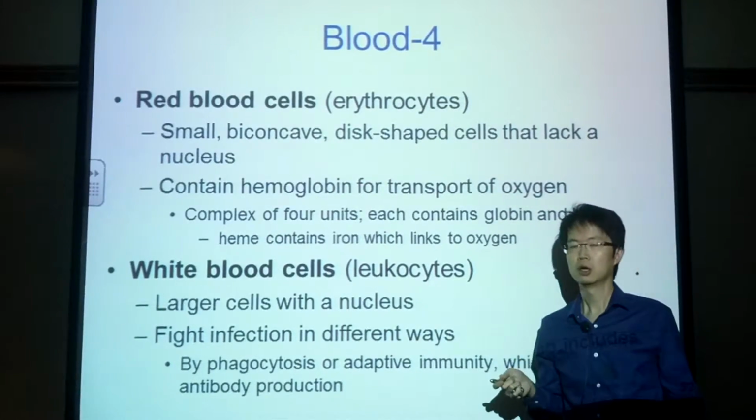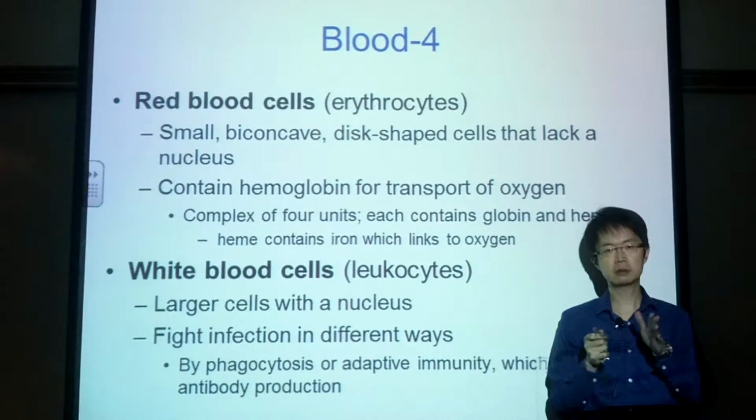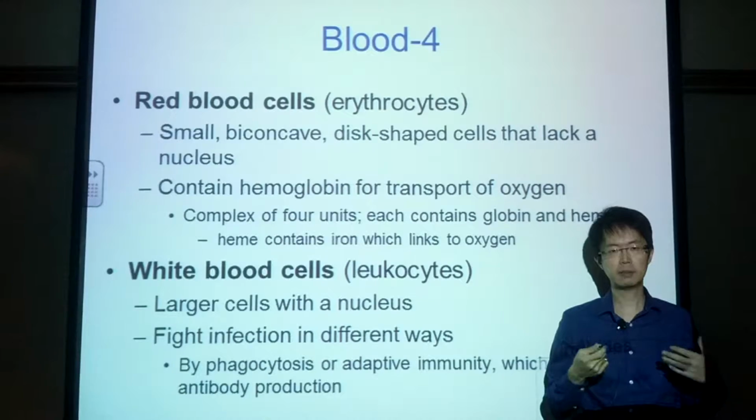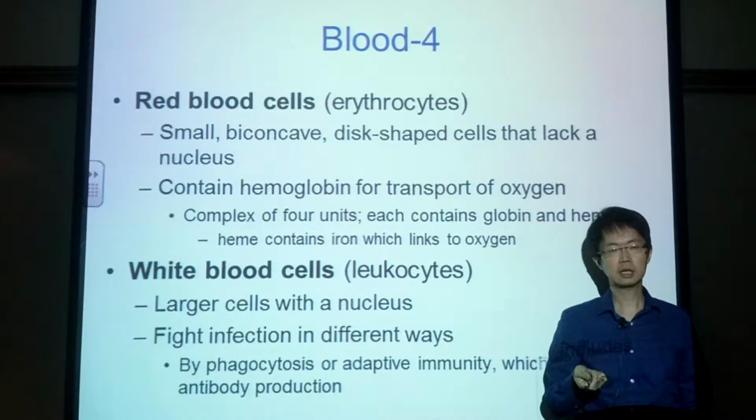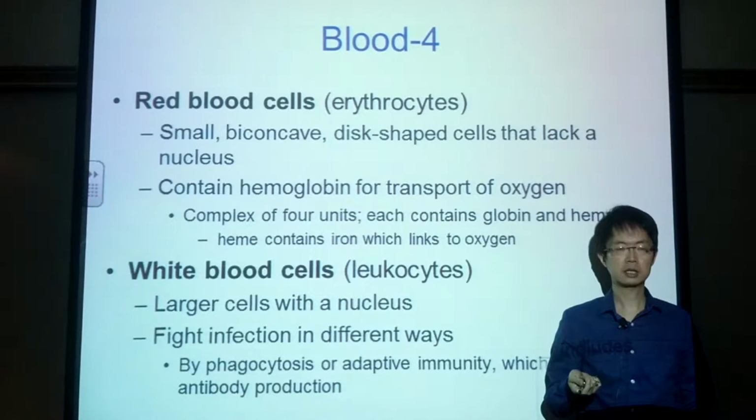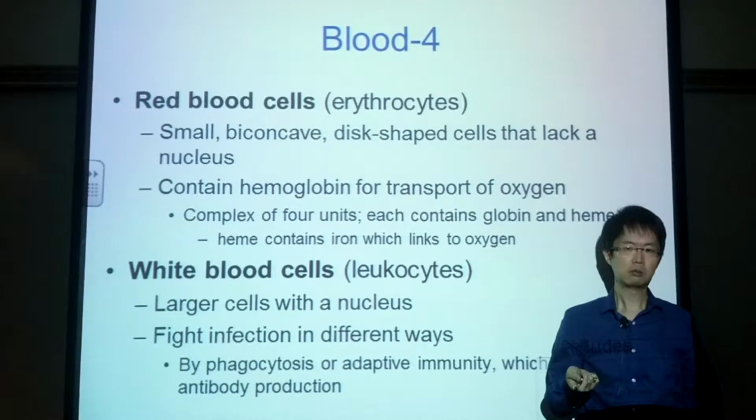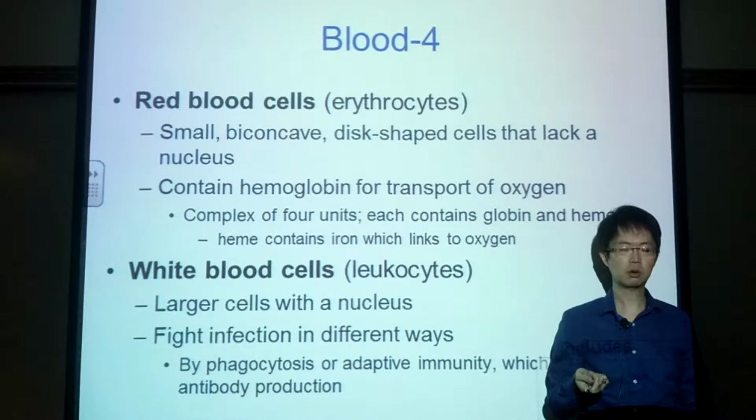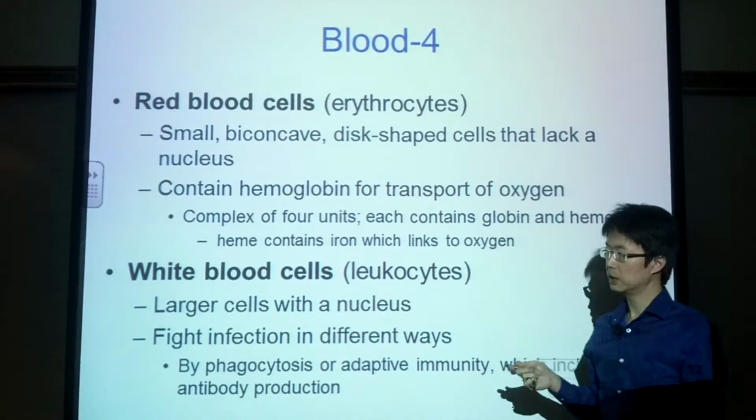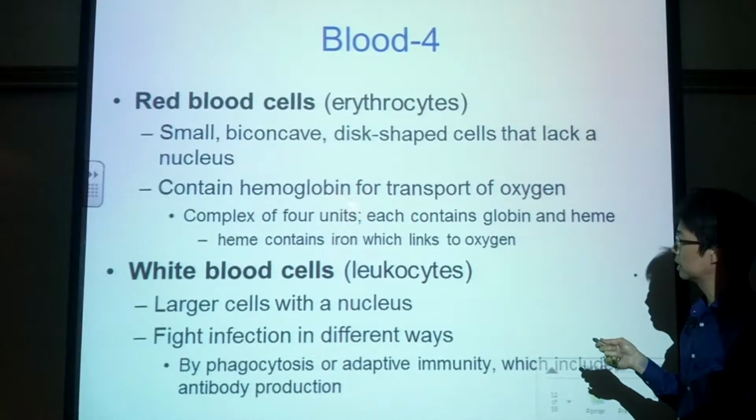Biconcave because when the cell membrane is in biconcave shape, it maximizes the cell surface area so that it will facilitate the exchange of gases. Meaning that oxygen gas or CO2 gas, they have more surface area to go into or go out of the cell. It contains hemoglobin.